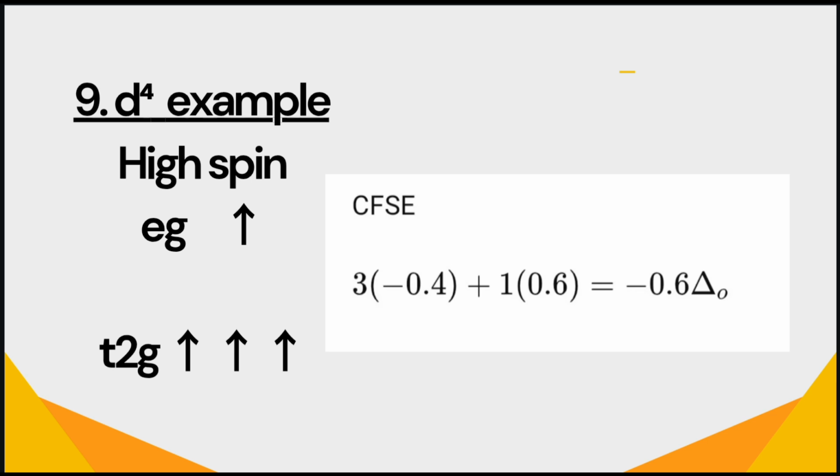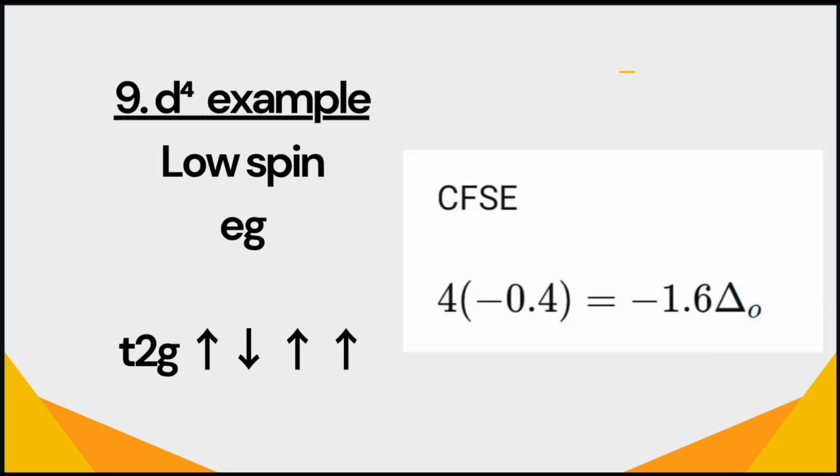Now we'll see the example, that is d4. For d4, we'll see the high spin example. If d4 is high spin, electrons are filled in both orbitals T2g and Eg. First, they will fill the T2g orbital, then it will move to the higher energy level. So, see here, we'll calculate CFSE. In T2g orbital, 3 electrons present. So, 3 into minus 0.4 plus 1 into 0.6, that is equal to minus 0.6 delta naught.